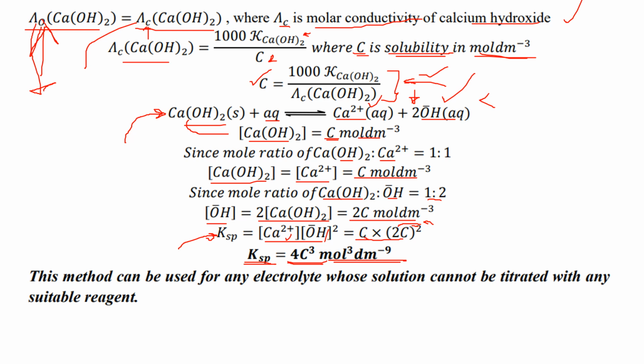Now we are saying that here, this method can be used for any electrolyte. Just like I told you, this one is non-selective. But the first one is only selective to bases and acids. That means that it must only be for hydroxides. But for conductivity measurements, it's non-selective. It can work on every kind of sparingly soluble salt.